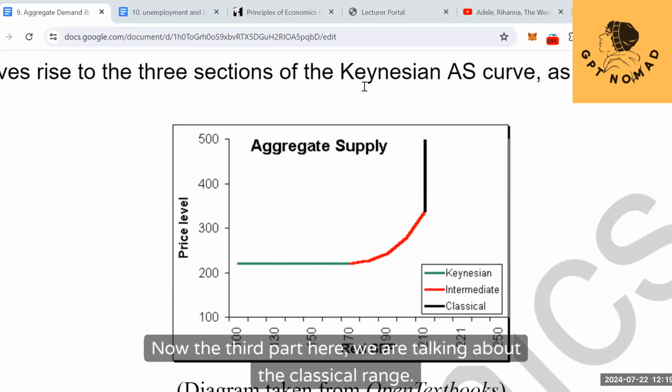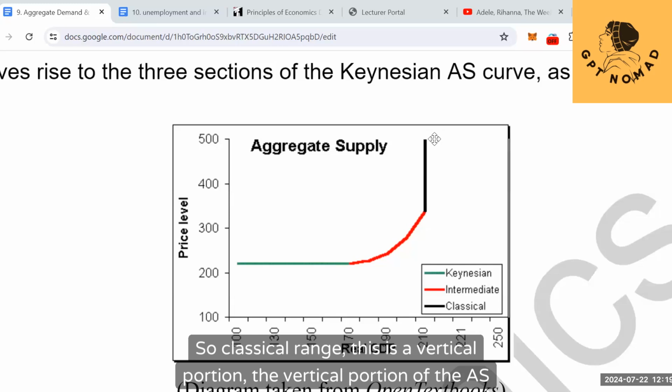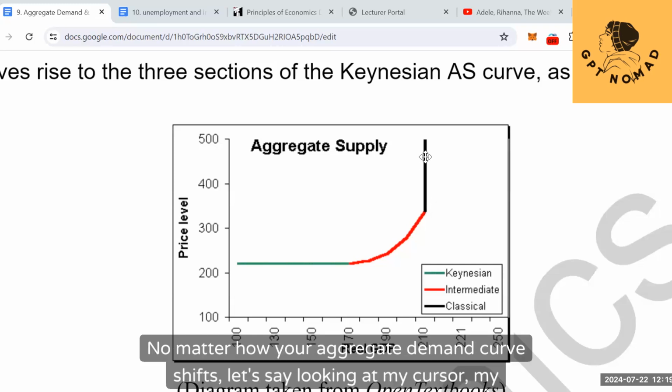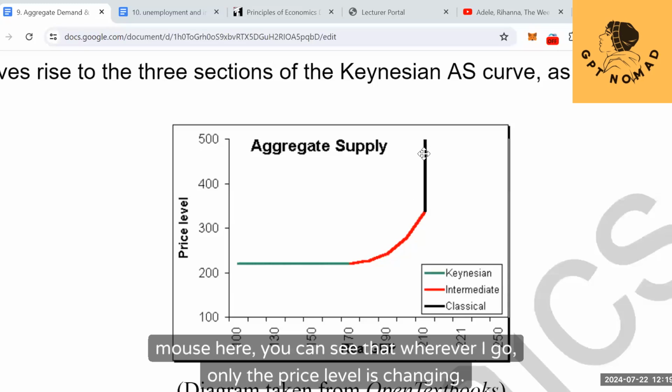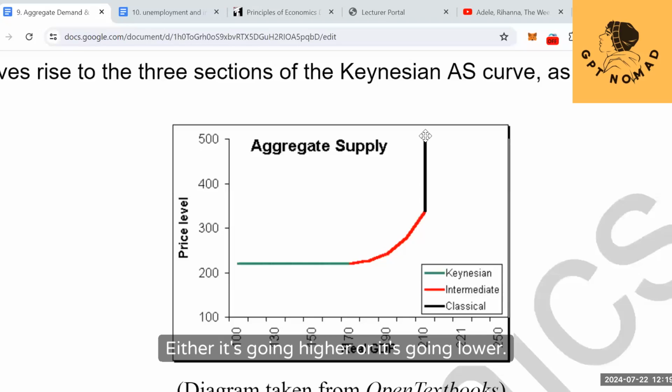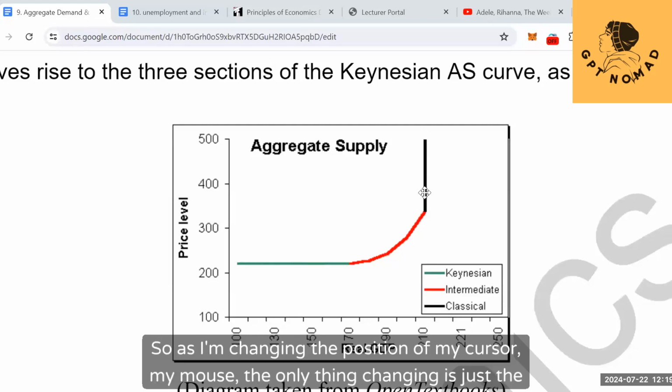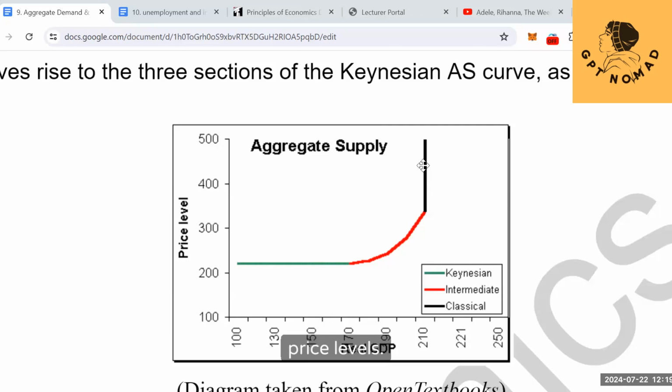Now, the third part here, we are talking about the classical range. So the classical range, this is a vertical portion, right? The vertical portion of the AS curve. Within this range, no matter how your aggregate demand curve shifts, let's say looking at my cursor, wherever I go, only the price level is changing, either going higher or lower. And the GDP on the horizontal axis, there is no change. As I change the position of my cursor, the only thing changing is the price level.